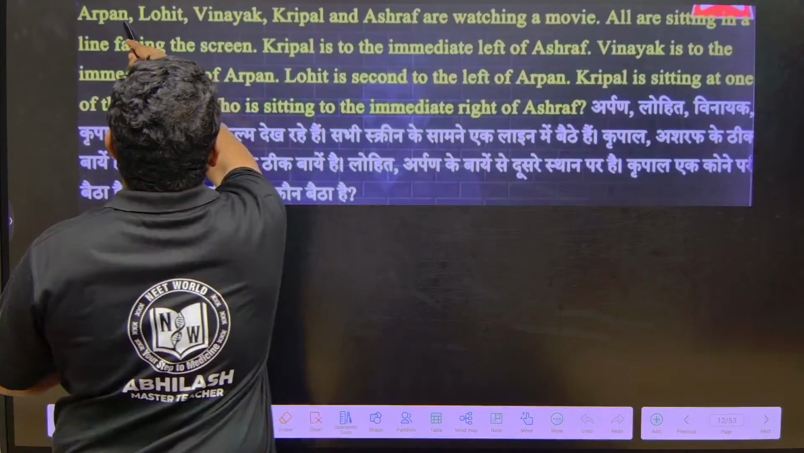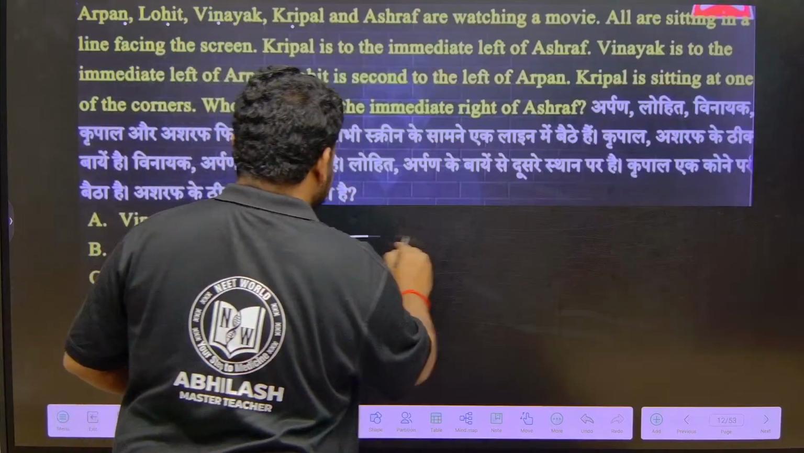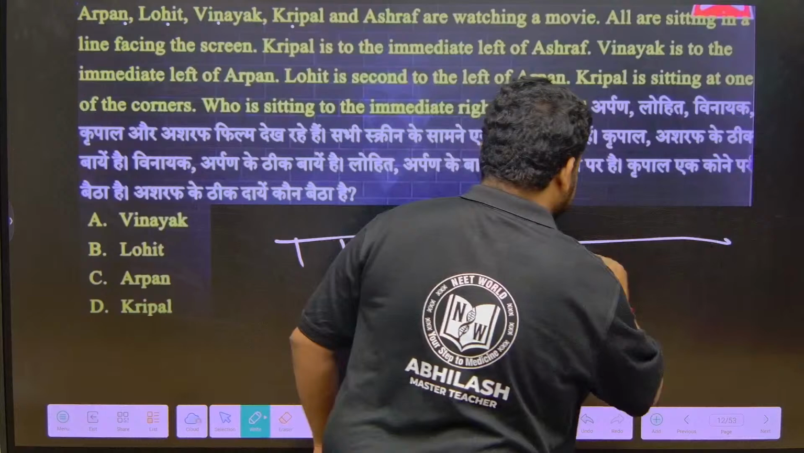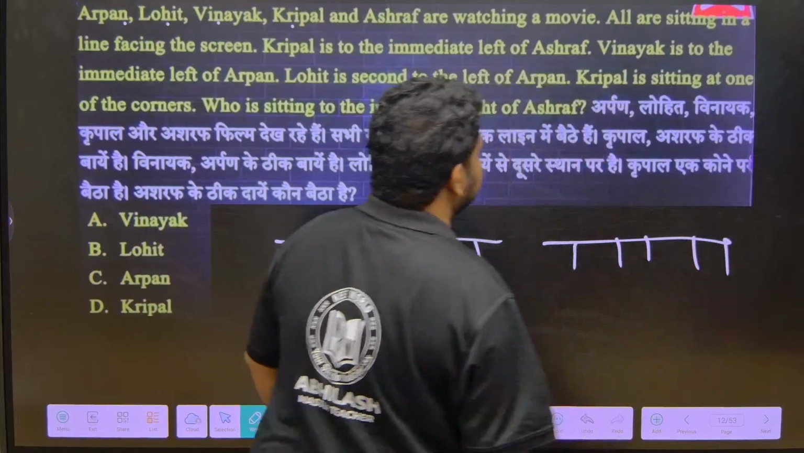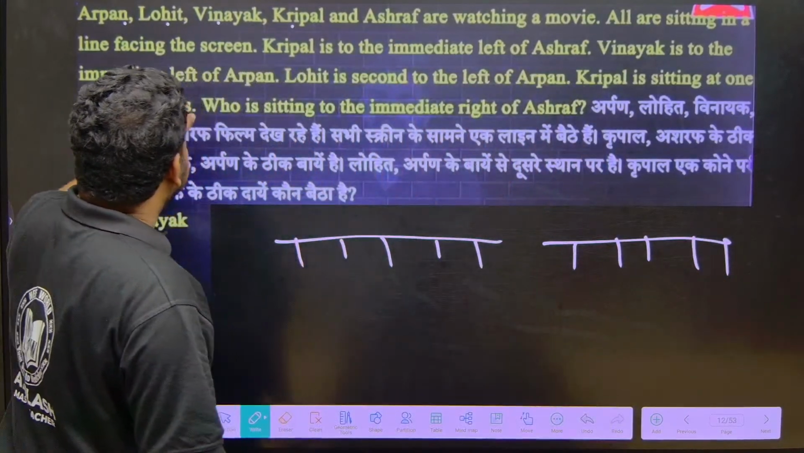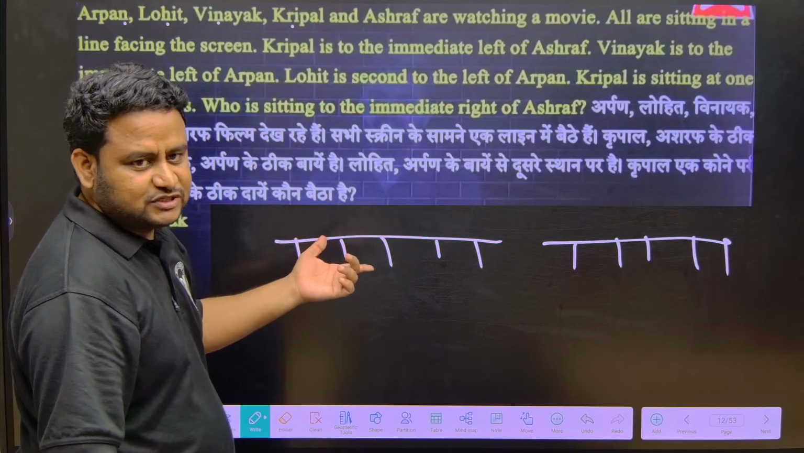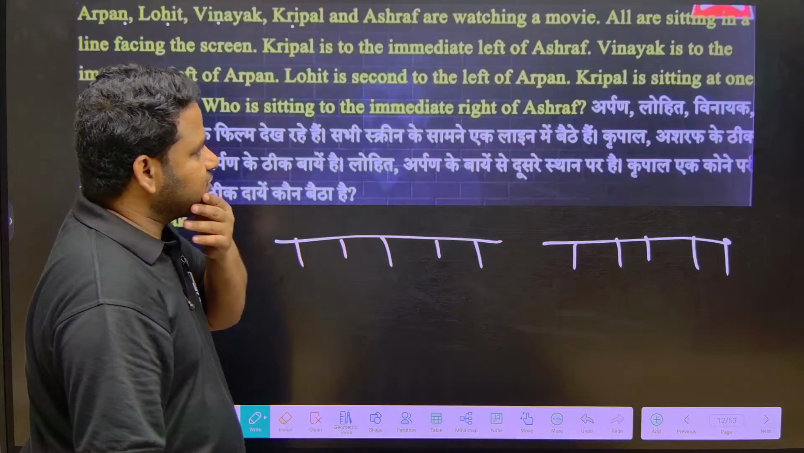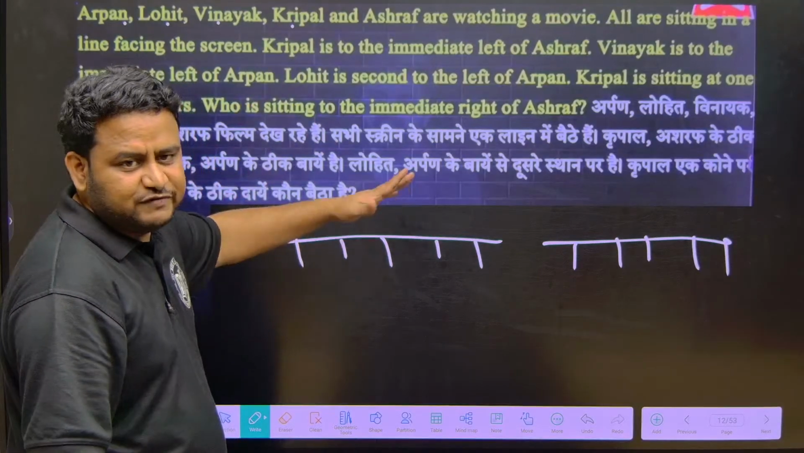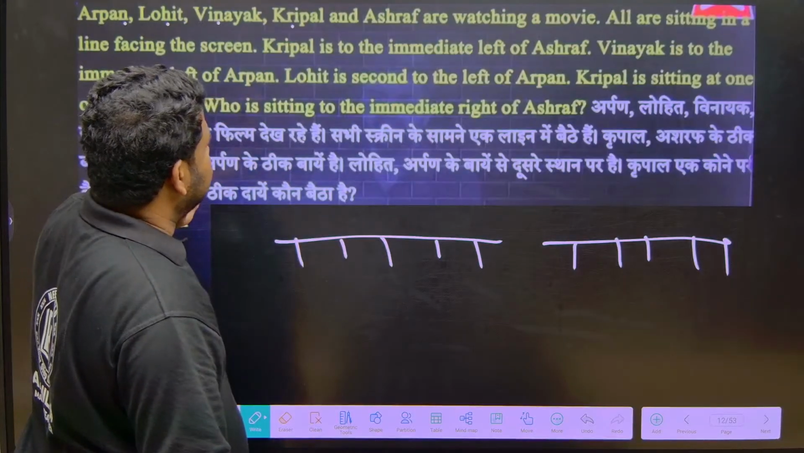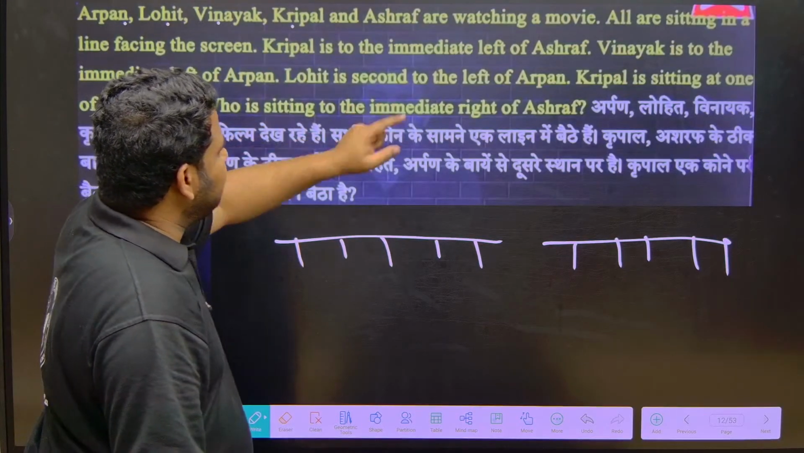How many persons? 1, 2, 3, 4, 5. Five persons are watching a movie. Kripal is immediate to the left of Ashraf. That is fine, but I am not able to fix it yet. Let me look for another statement. Vinayak is immediate to the left of Arpan. Lohit is second to the left of Arpan.